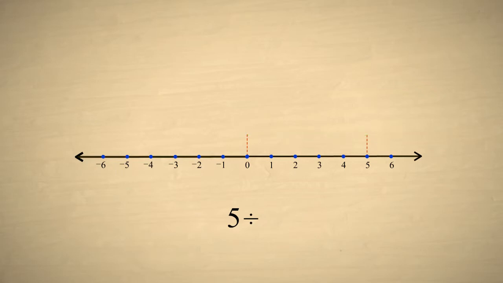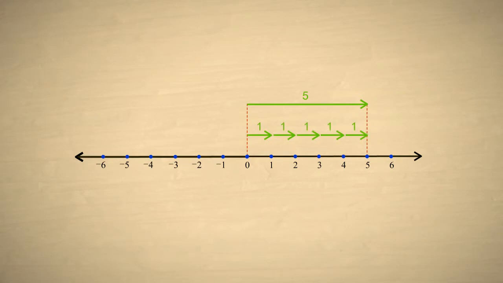Let's see if there are any natural numbers which fit into 5 evenly. 1 fits into 5 exactly 5 times. We already saw that 2 doesn't fit evenly. Nor does 3. Or 4. But 5 fits into 5 exactly 1 time. In fact, any natural number can be divided by 1 or itself evenly.